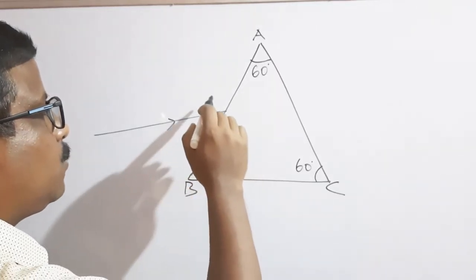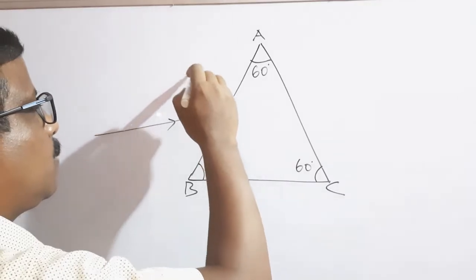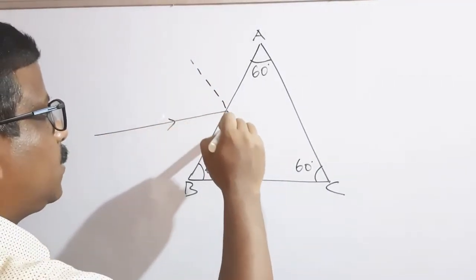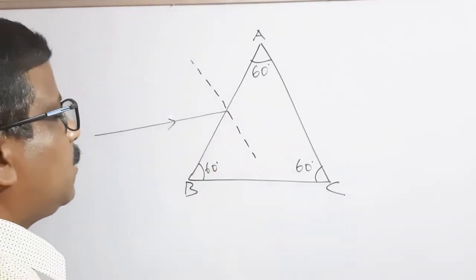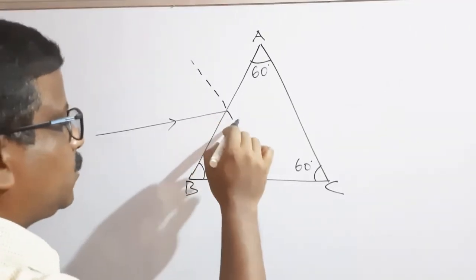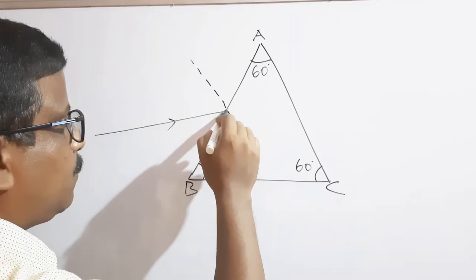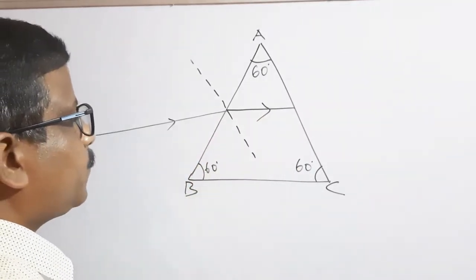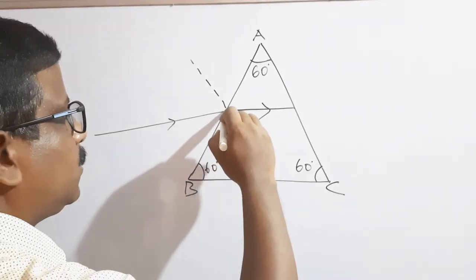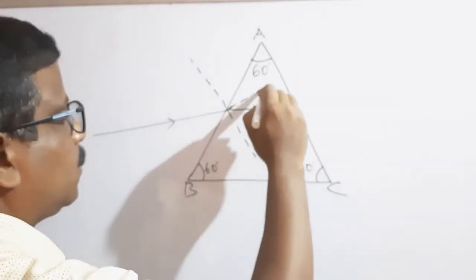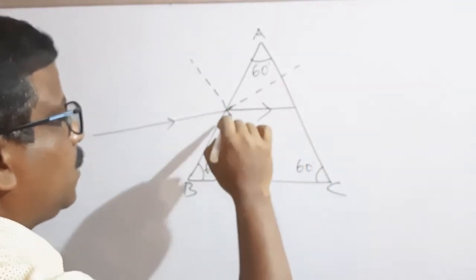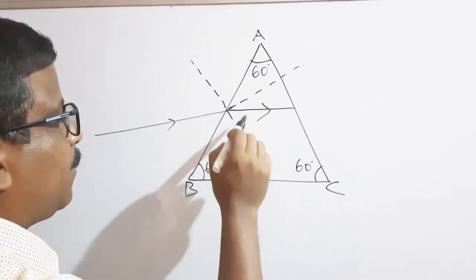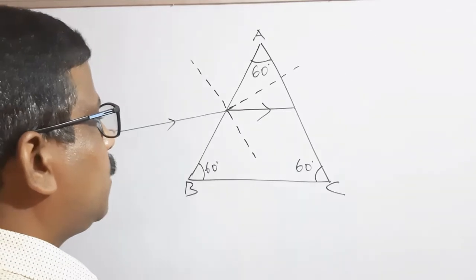As I have told you, first draw the normal, which is perpendicular to the refracting surface. This is the normal. So it bends towards the normal. Normal is here, so it will bend towards the normal. Clear? The actual path is in this way, but due to refraction from rarer to denser medium, it will bend towards the normal.